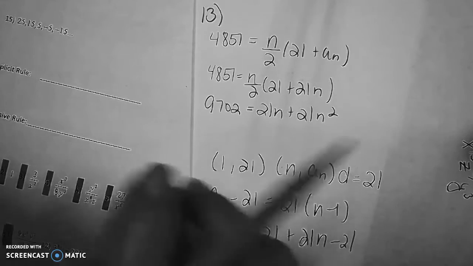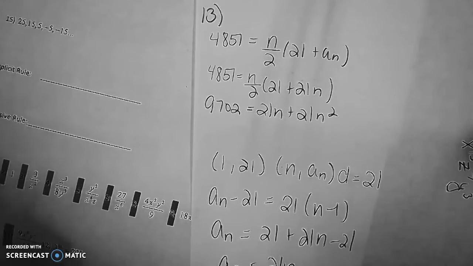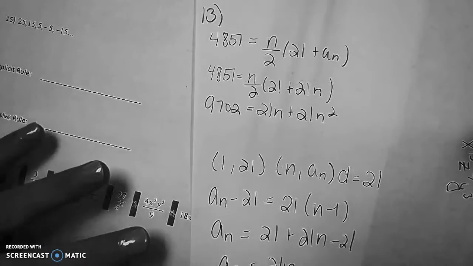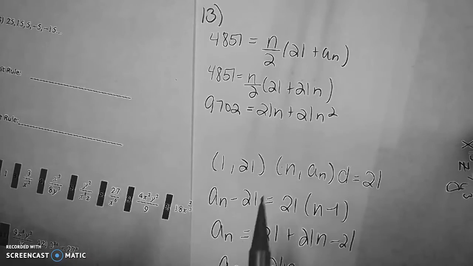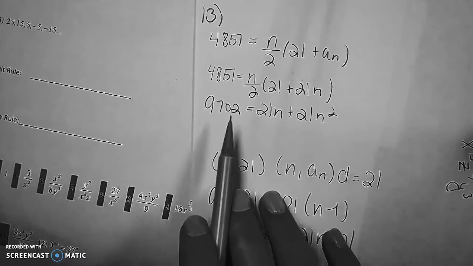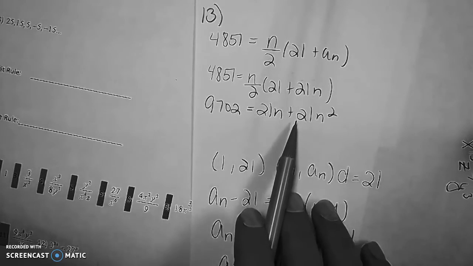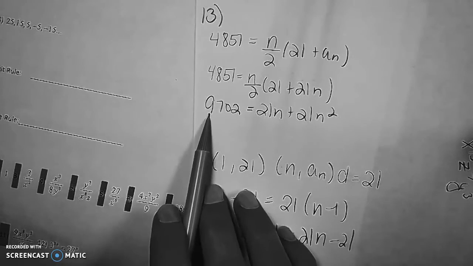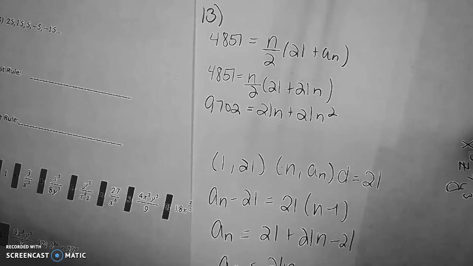And I believe all of these are divisible by 3. The way I know that, do you guys know your divisibility rule of 3? If you add the digits, 2 plus 1 is 3. 9 plus 7 plus 2 is 18. If when you add the digits, the sum is divisible by 3, it means that number is divisible by 3.